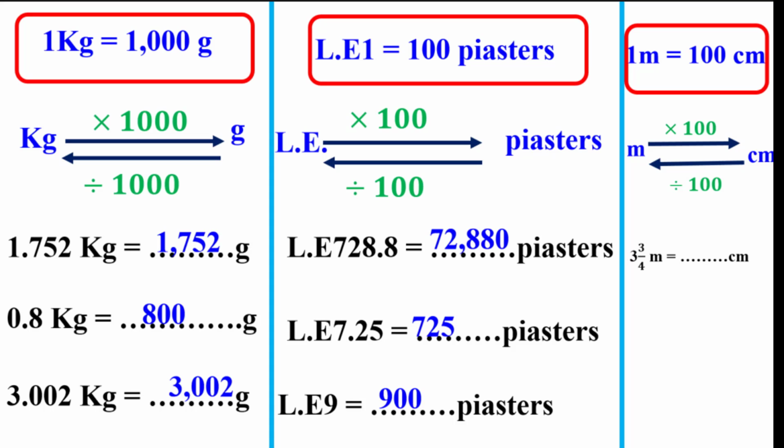He asked here, 3 and 3 over 4 meter equals what centimeter? This form is not decimal form, so you have to write 3 and 3 over 4 in a decimal form. We studied before that 3 over 4 equals what in a decimal form? 0.75. So 3 and 3 over 4 equals 3.75 meter. Multiplying by 100, we have here 2 decimal places. Just move the decimal point 2 decimal places to the right, we will get here 375 centimeter.